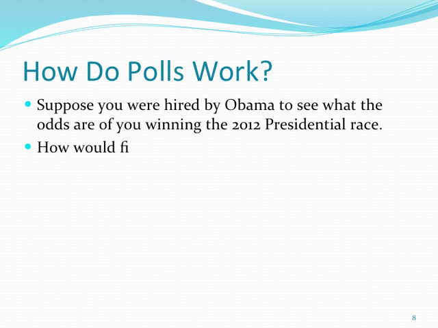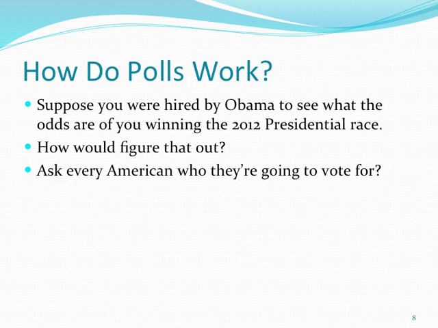Now, the long way of figuring this out is just to ask every person in America, are you eligible to vote? Are you going to vote? And who would you vote for? But that would take too much time, money, and effort. And so what political scientists do is they just take a poll. And they do this by taking a sample of the target population, which is registered voters.